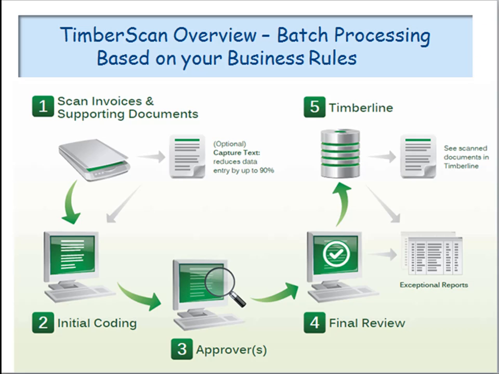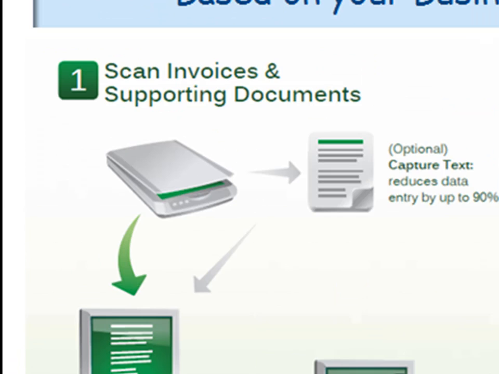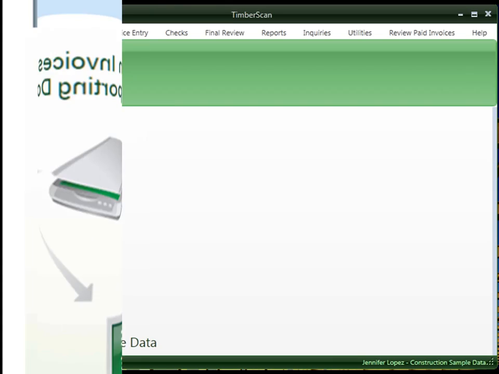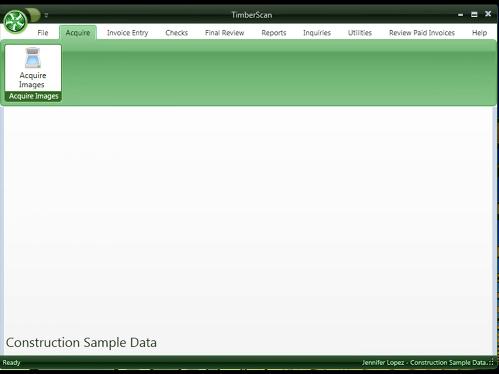Now you'll get a chance to see TimberScan in action. We will start with our scanning process. The first step is to get invoices into TimberScan. We call this the Acquire Image function.